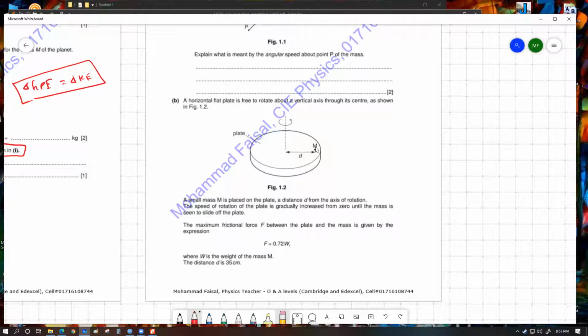It is basically staying over there because of its gravity. And because of the gravitational force, there would exist a certain frictional force between the mass and the top surface of the plate. As we start to rotate this plate, that frictional force will be responsible to provide the centripetal force required for the mass to go along, because friction will try not to allow this thing to move with respect to the plate. The question says that the speed of the rotation of the plate is gradually increased from 0 until the mass is seen to slide off the plate. So we have increased the angular speed of this plate till the point the mass actually slid off the plate.